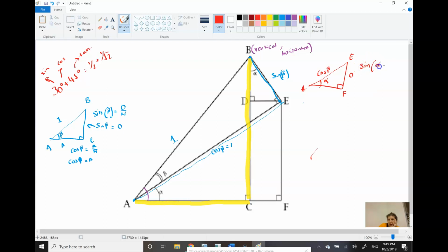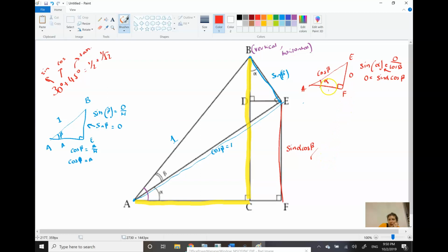So again, we're going to be using sine. So sine of alpha equals O over cos beta. That's our hypotenuse. So therefore O equals sine alpha times by cos beta. And again, we're just going to be multiplying across. Okay, so E to F, in this case, is sine alpha cos beta.